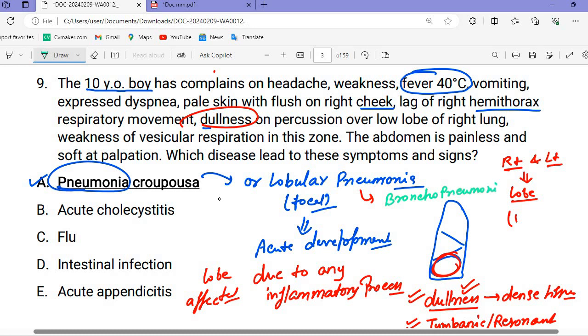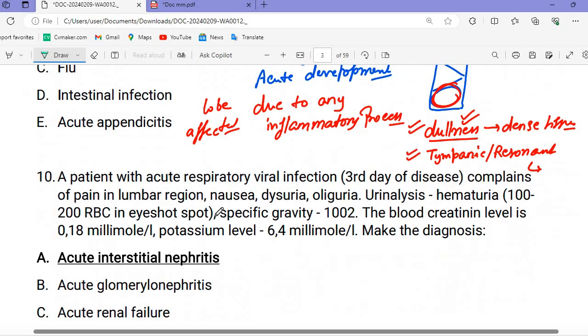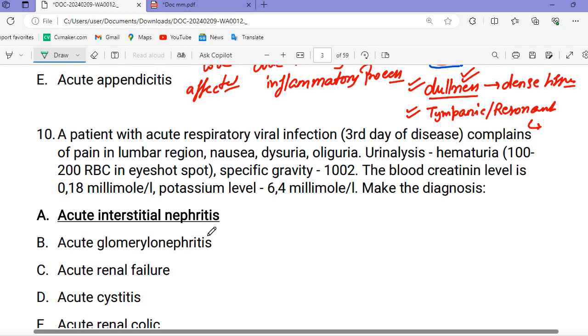I hope this is clear. Done. Okay, now let's see the next questions.